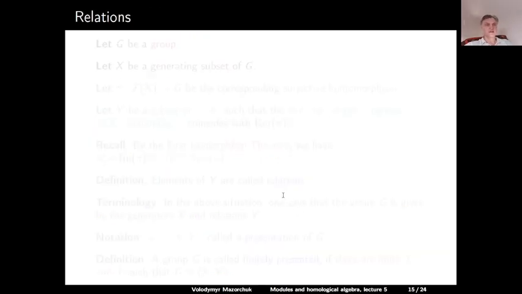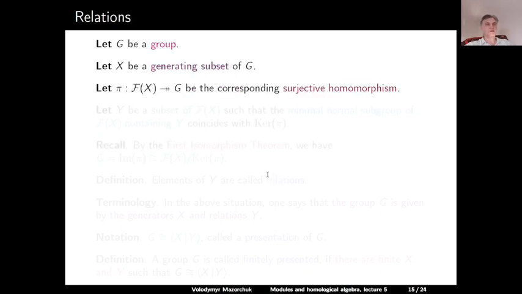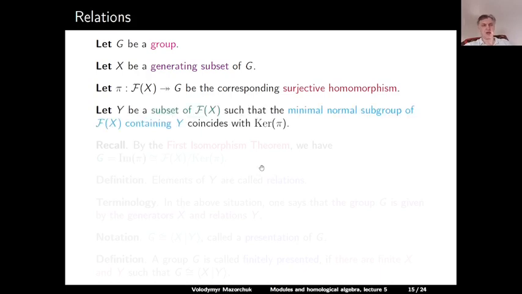Next, we can discuss relations. Let G be a group and X a generating subset of G. Then we have the corresponding surjective homomorphism π from the free group on X to G. Let Y be a subset of the free group F(X) such that the minimal normal subgroup of F(X), which contains Y, coincides with the kernel of π.